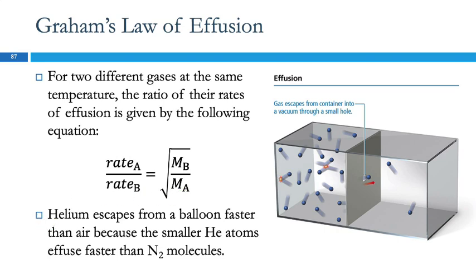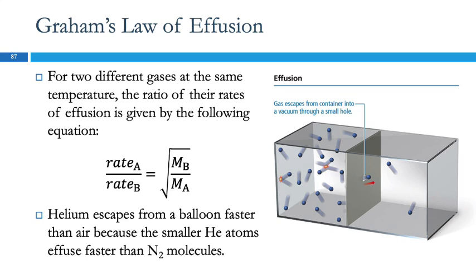So helium will escape from a balloon faster than air because helium atoms effuse faster than nitrogen molecules. Air is mostly nitrogen, molar mass of 28. A helium balloon has helium in it, mass of 4.